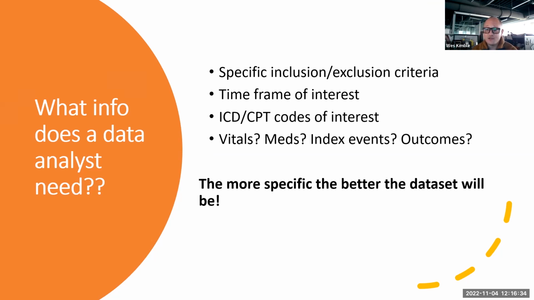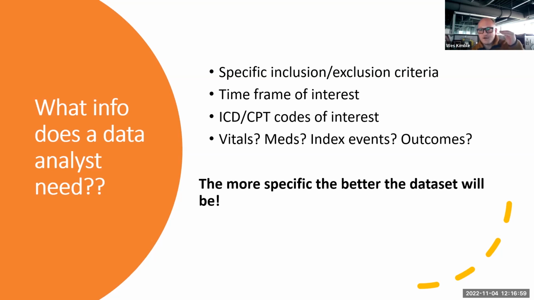ICD and CPT codes of interest. That's very important because that is actually how we abstract data. We don't abstract data by words. We abstract data by specific codes. So all the clinicians on the call are very familiar of how different ICD-10 is from ICD-9. I think when the conversion went over, it added like 800,000 additional diagnoses as compared to ICD-9. So it's much more granular and specific.